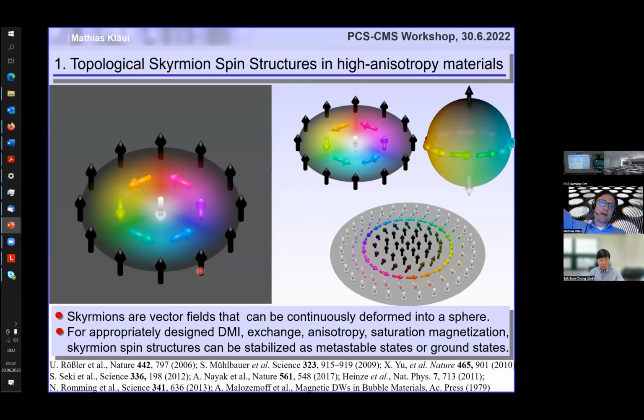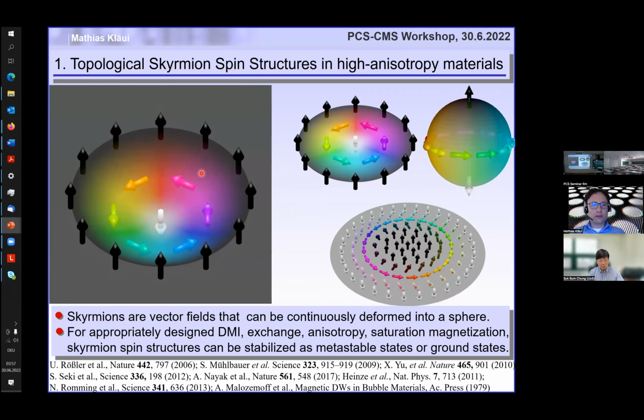Okay, so now if we increase the DMI, we can stabilize Skyrmions. So what is a Skyrmion? Here's a lot of interesting papers about Skyrmions. For us, a Skyrmion simply is a spin structure which is confined geometrically, where we can map this spin structure onto the unit sphere.